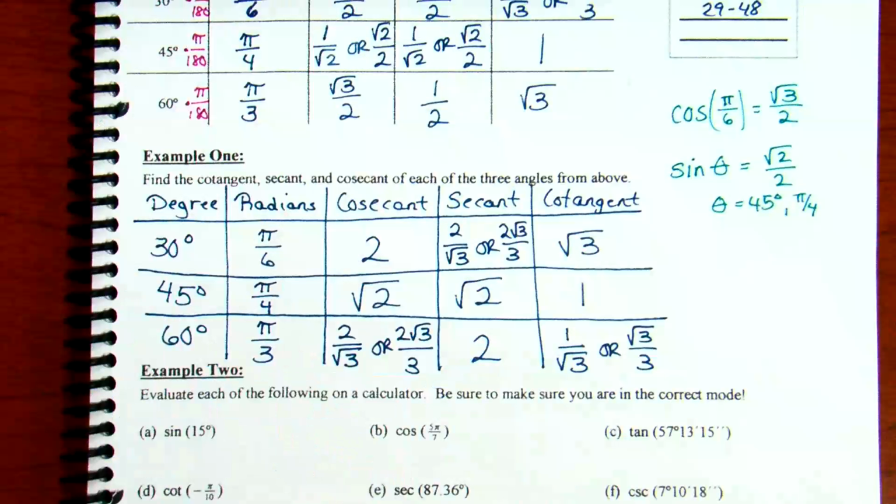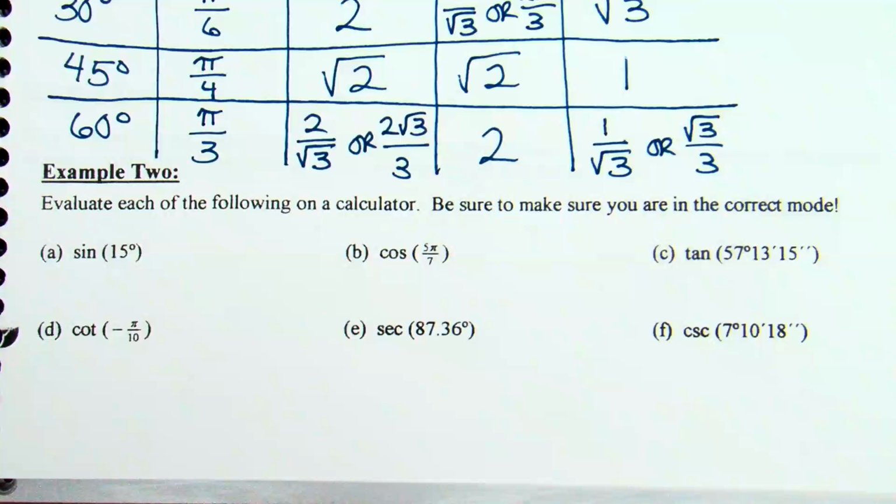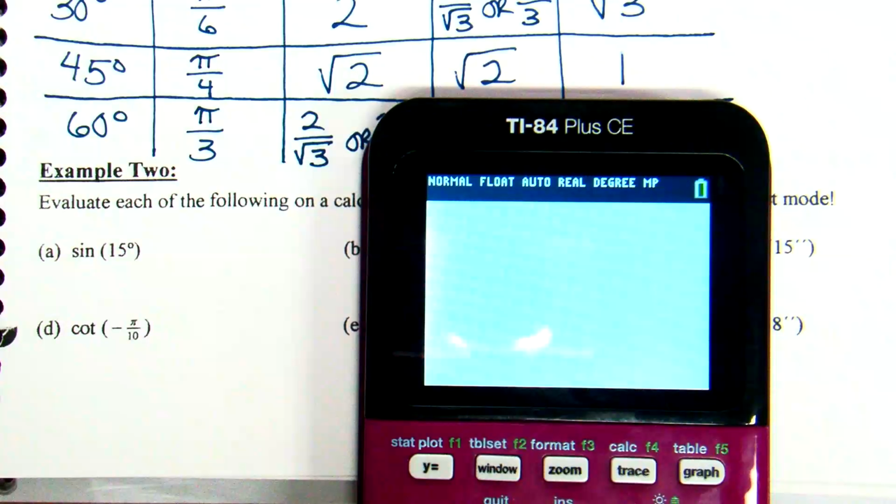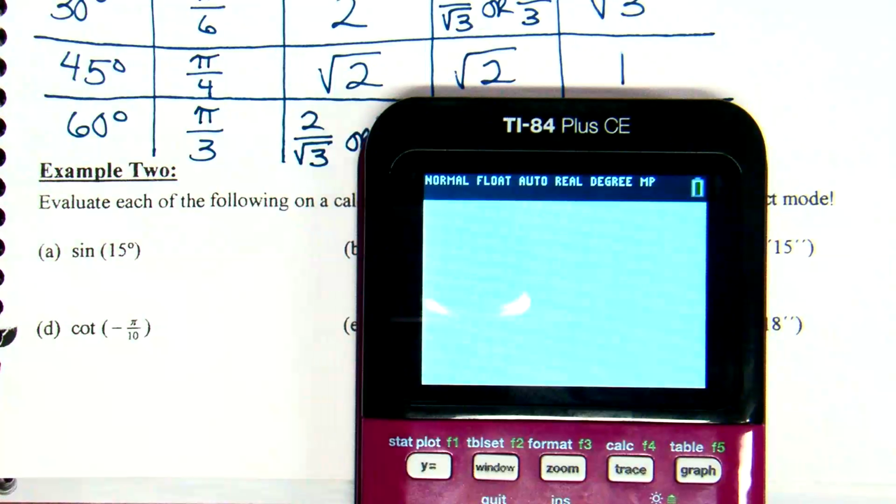Example 2. Evaluate each of the following on a calculator. And notice the first one is sine of 15 degrees. Can I use my chart for sine of 15 degrees? Nope. Doesn't have that connection. When it is an amount that's not 30, 45, or 60, we can't use the chart. So, do you know how to use your calculators? Sine of 15 degrees. Whether you're looking at a scientific calculator or graphing calculator, punch it in.